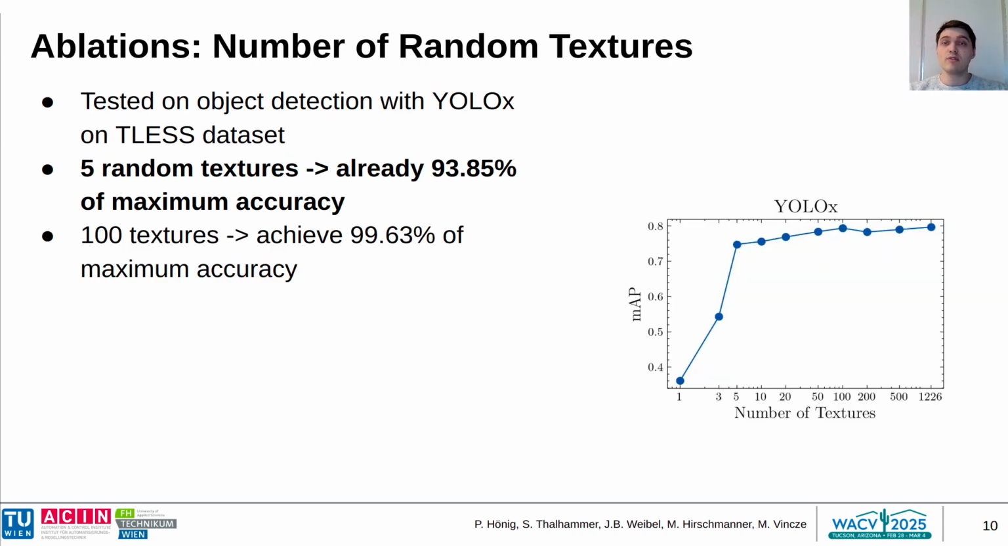To investigate our findings further, we conduct multiple ablation studies. We start with the ablation of the number of random textures to investigate the relation to object detection performance. Here we found out that with 5 random textures, we already reach more than 93% of the maximum accuracy that is achieved. When increasing this number to 100 random textures, we achieve 99% of the maximum accuracy for YOLO-X.